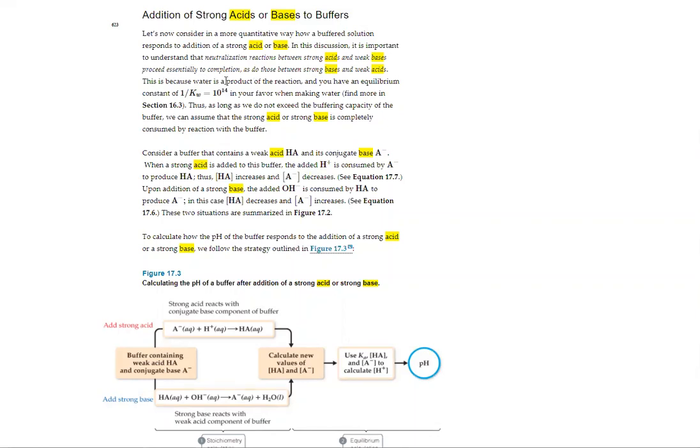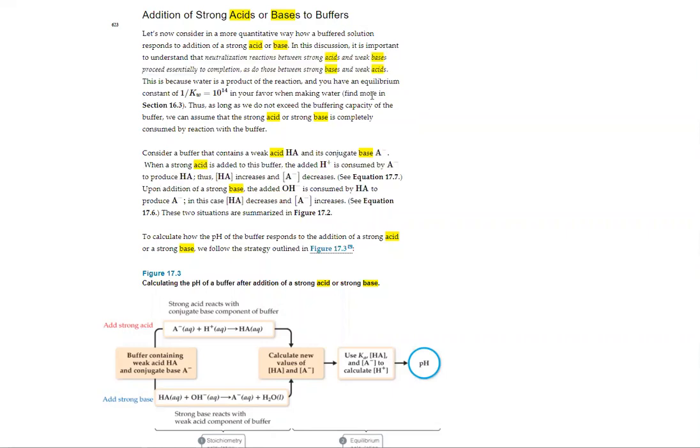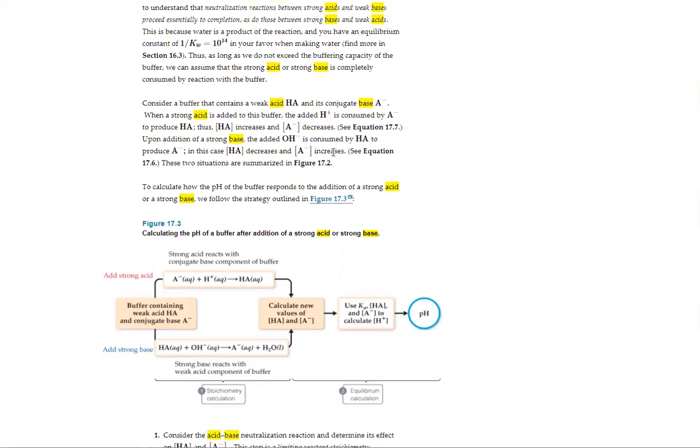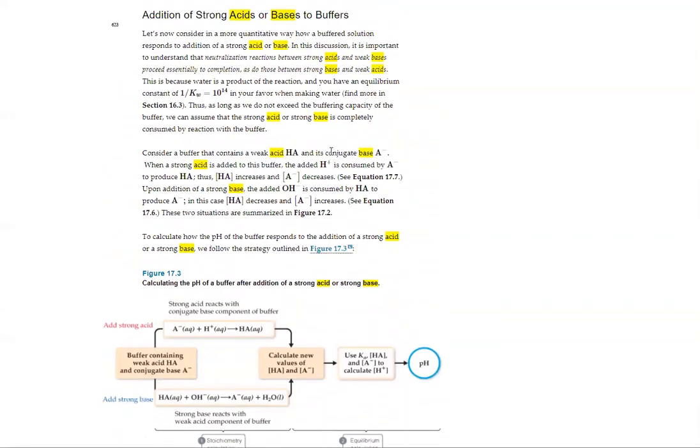This is what I was talking about. The neutralization reaction between strong acids and weak bases proceeds essentially to completion, as do those of strong bases and weak acids. So remember I said that if you add a strong acid, it's going to be neutralized by the weak conjugate base. And if you add a strong base, it's going to be neutralized by the weak conjugate acid. That's how buffers work. That's why the pH doesn't severely change, because remember, in a neutralization reaction, you're creating a salt and water.